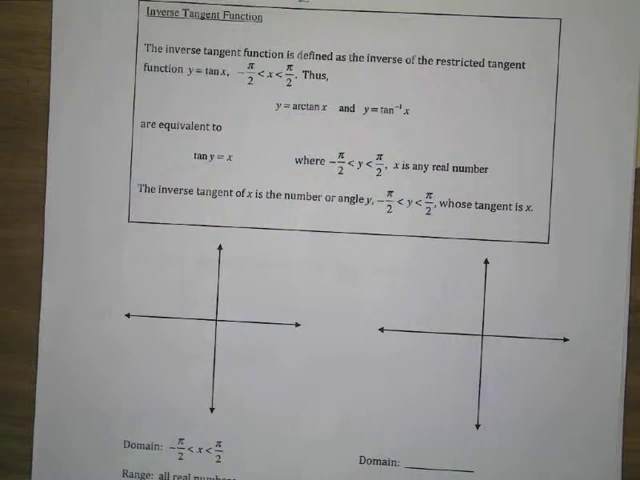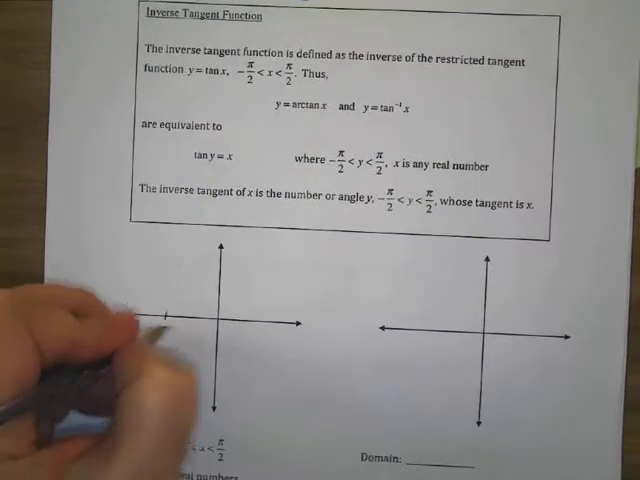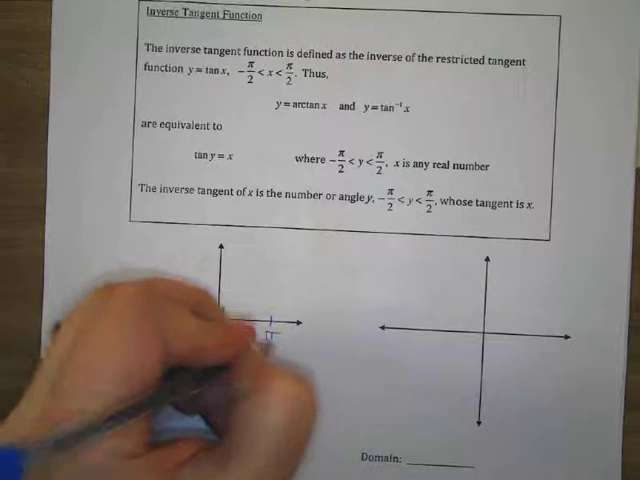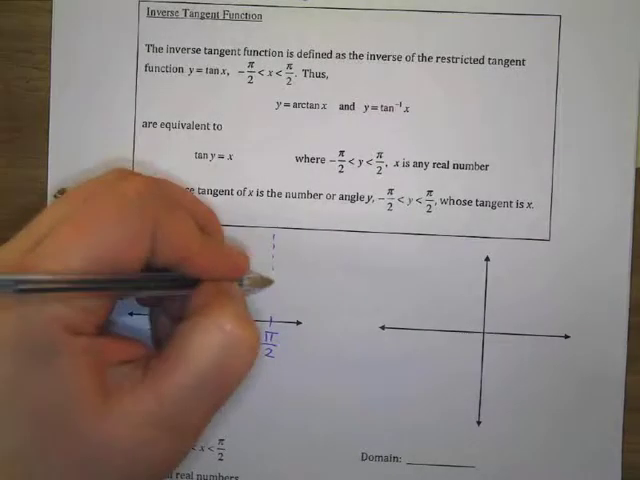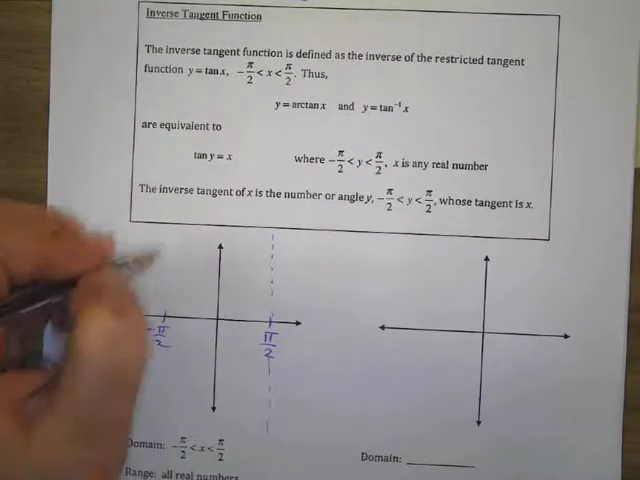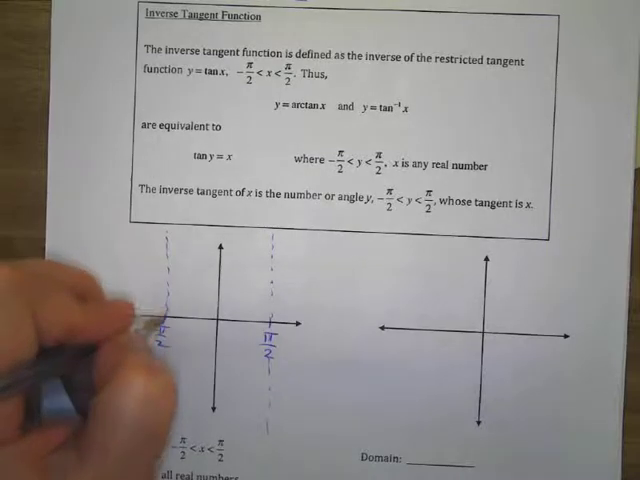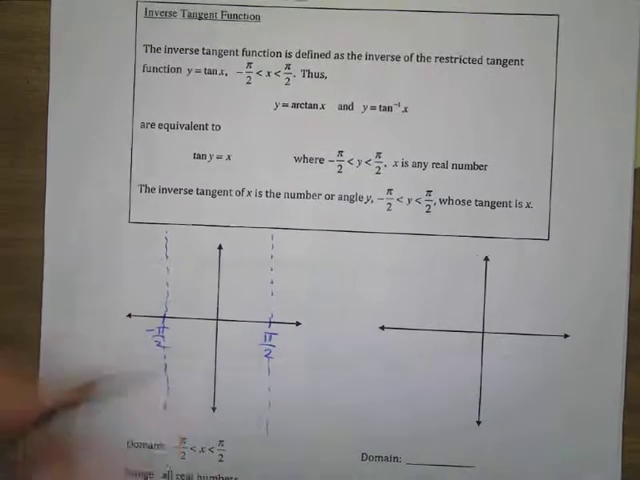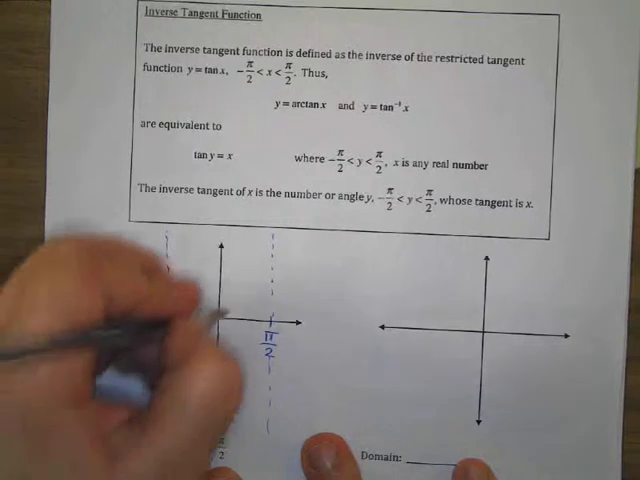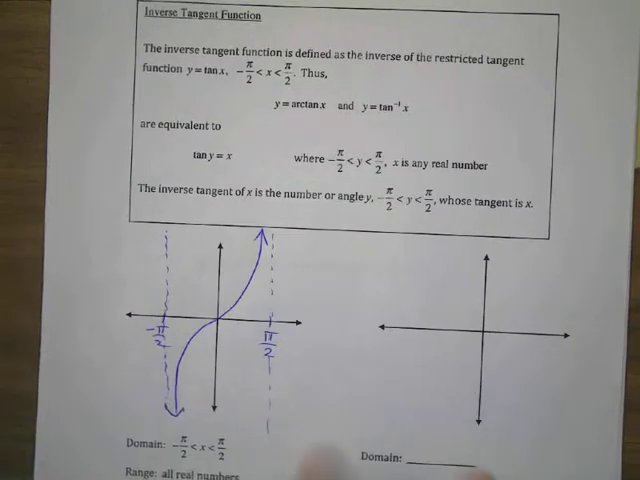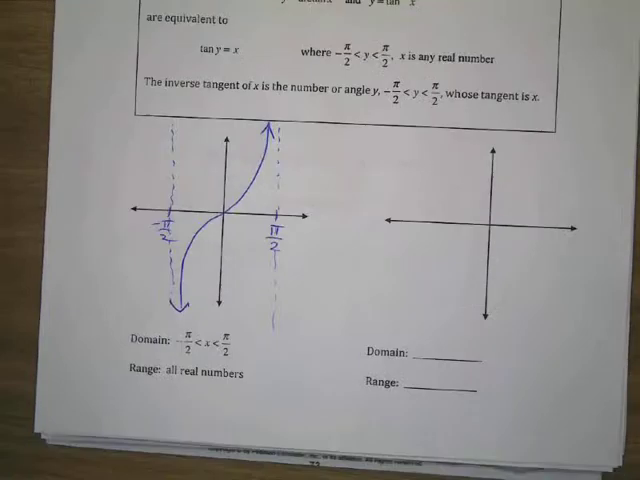So with tangents, at negative pi over 2 and positive pi over 2 and multiples thereof, we have vertical asymptotes. And it looks like this. And that's why they went from negative pi over 2 to pi over 2, because it's a natural break built into the tangent function. It naturally does that for you. It stops and starts, which is nice.